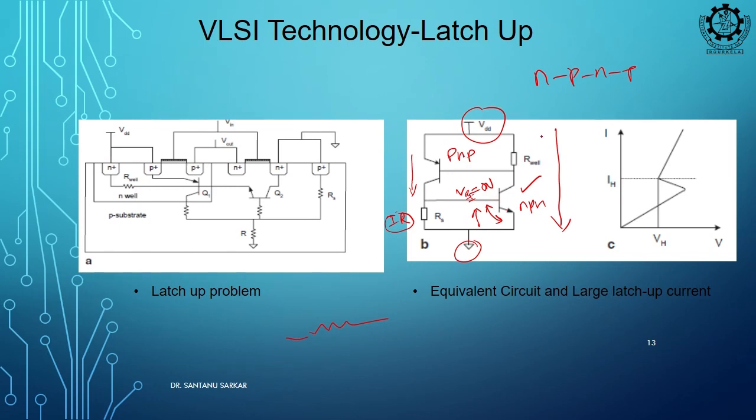If this is turned on, what will happen? This collector current will keep on increasing, and this will have some drop. Suppose there is no current flowing. This is VDD, this terminal is also VDD, zero current, same voltage. So, this VB is virtually 0. Now, suppose some current starts flowing.